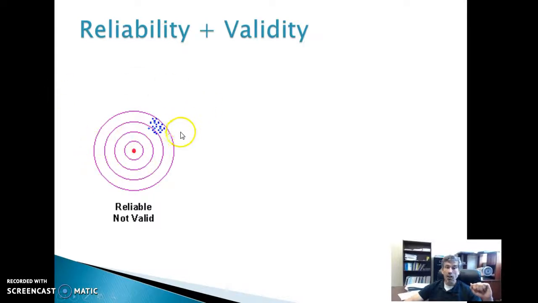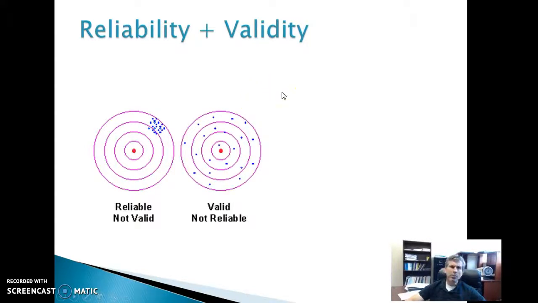A scale that was reliable but not valid might constantly tell you your weight around 180 pounds. That's consistency, and it's not validity. You are reliable, but you're not valid. You're consistent, but you're not accurate. So the measurements we know are going to be tightly grouped together, but they're not giving us the right information. Here's the opposite problem.